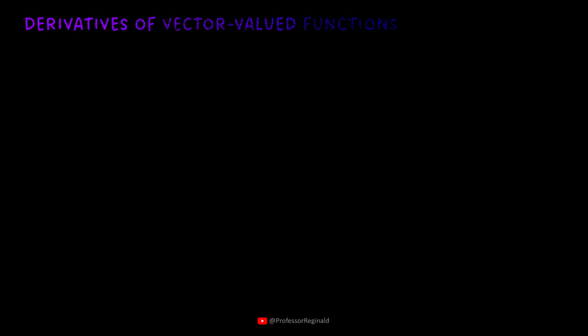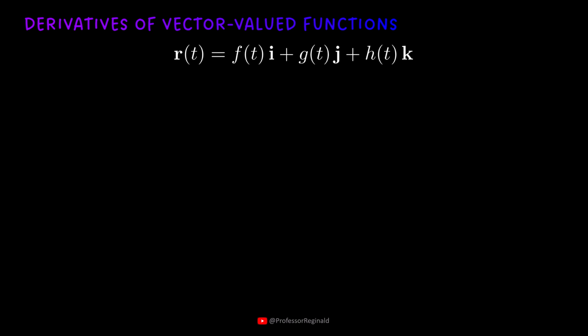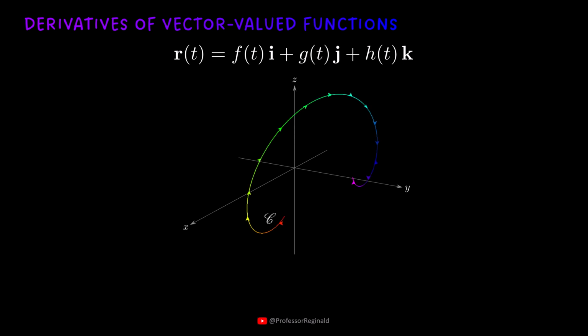Derivatives of vector-valued functions. Suppose r is a vector-valued function defined with differentiable component functions f, g, and h. Please refer to the following 3D space. Consider the space curve of a vector-valued function, where the arrowheads point to the direction of increasing parameter.